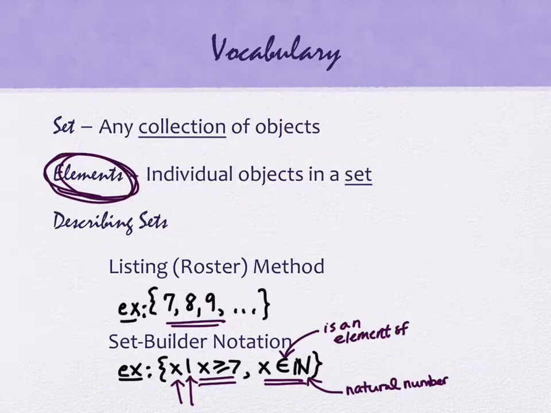What the vertical bar means is, such that. I could have written it down. That's how we read it. We say such that. All right, so natural numbers are our counting numbers.